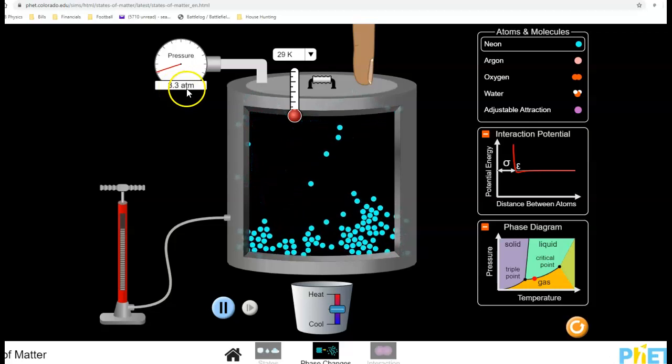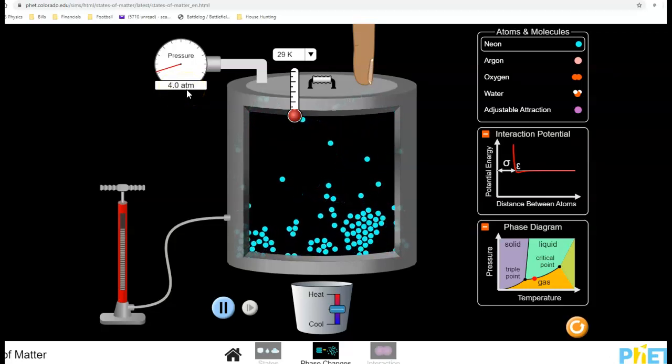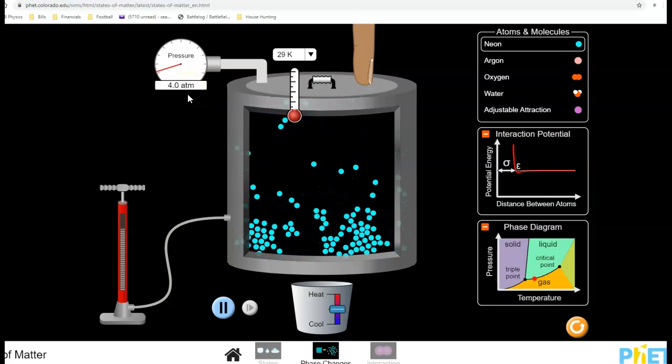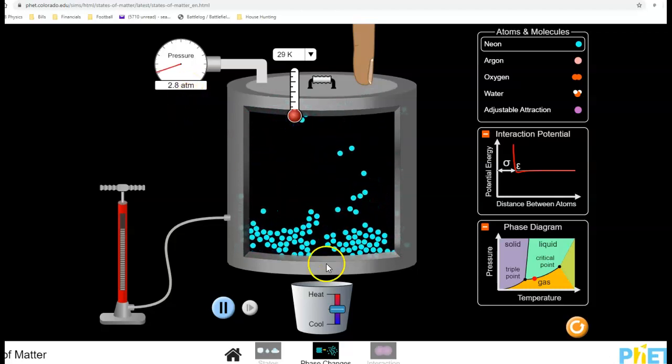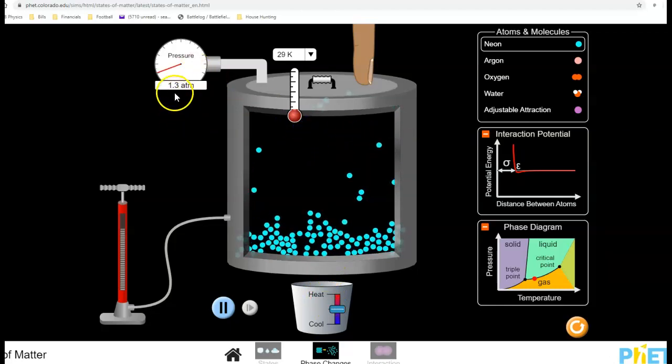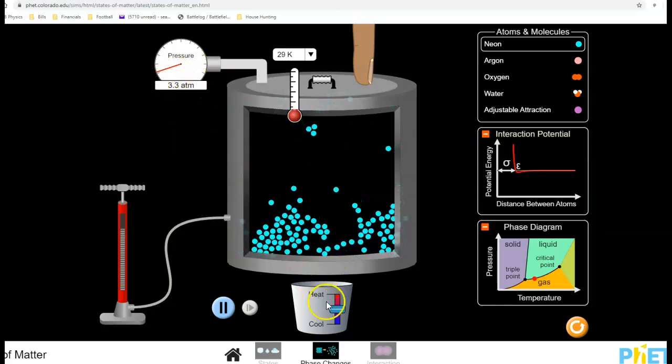ATM, by the way, is atmosphere. That's the standard unit for pressure, or one of the units for pressure. You might also be familiar with PSI, or pounds per square inch. Okay, so notice every time there's a collision, this number kind of shoots up.